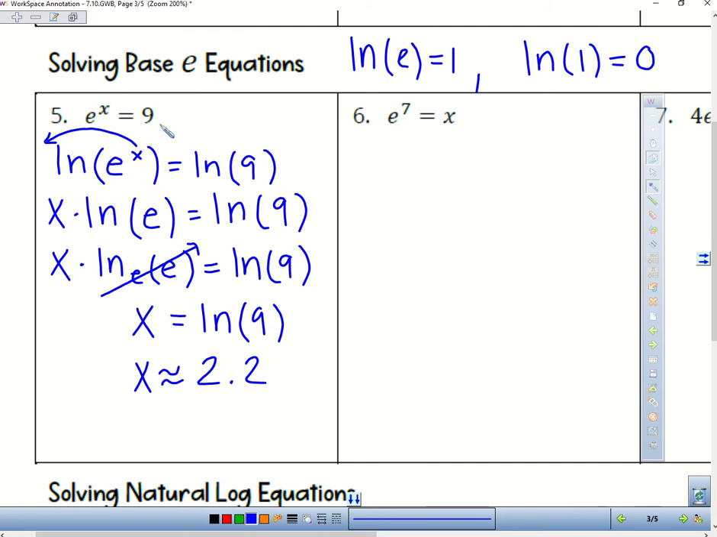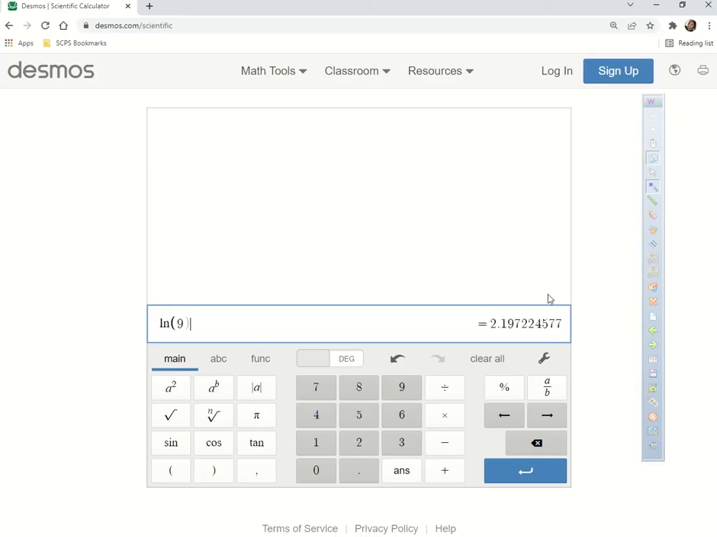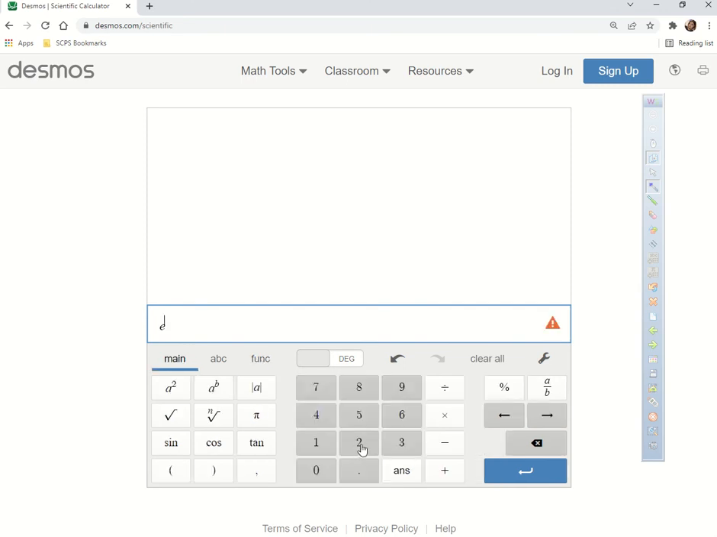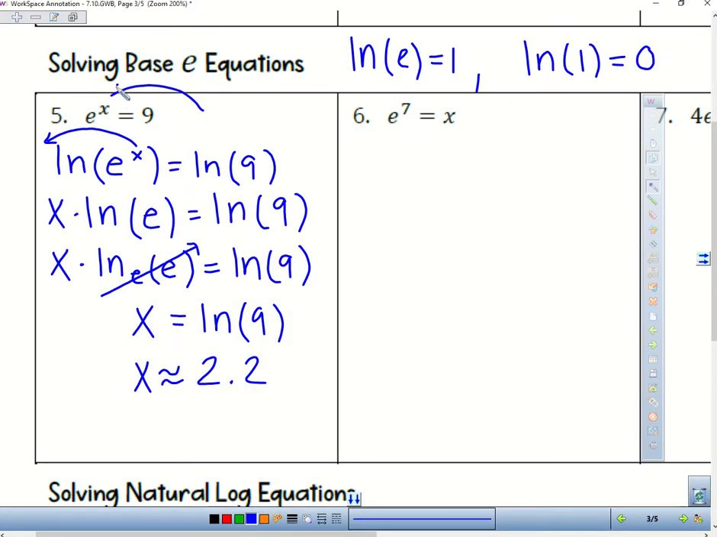Okay, and you can check your work doing that if you'd like. So let me show you real quick what I mean by that, just so you know. So I want to check my work. I go to the e button and I type in 2.2, e to the 2.2. See how that comes out to be almost 9? So that's a way to check your work as well. Okay, I just put my x back into my original.